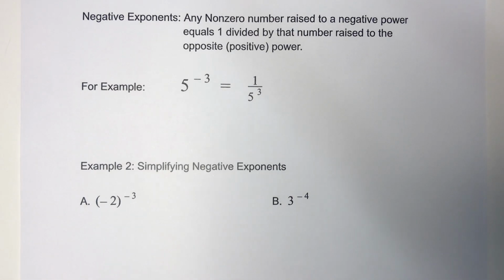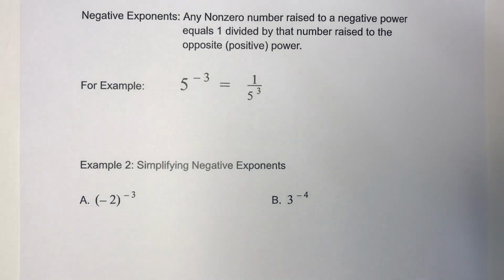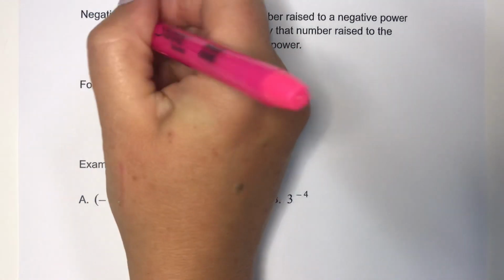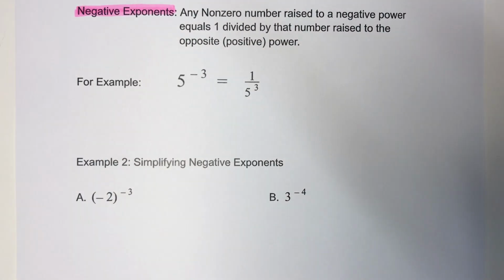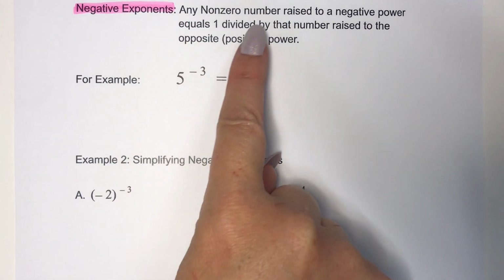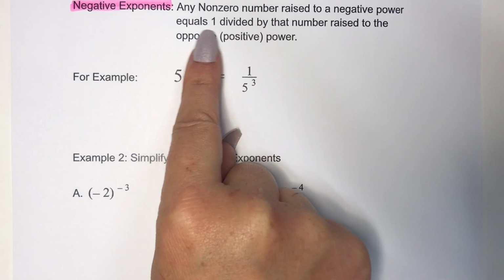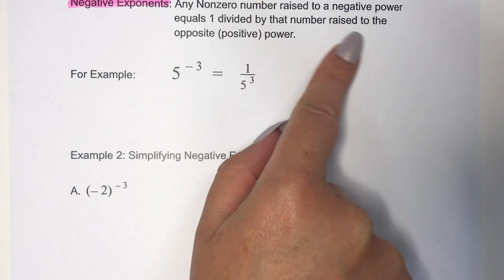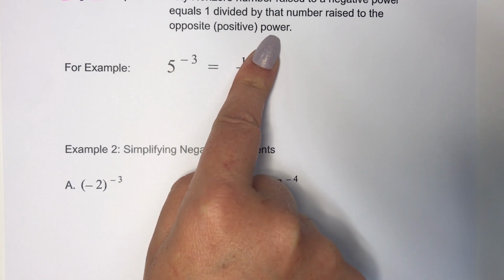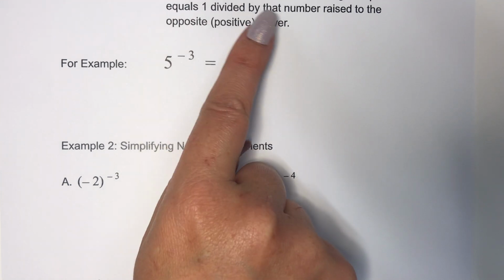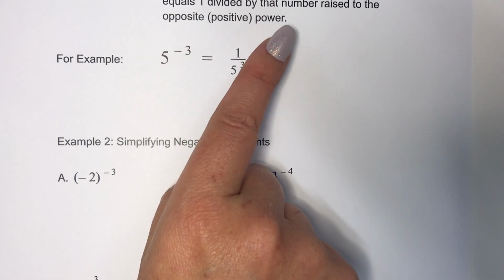All right, welcome back for example 2. Before we get started, let's actually talk about negative exponents. Negative exponents are any non-zero number raised to a negative power equals 1 divided by that number raised to the opposite positive power. Now that's a lot of words. Let's go ahead and decode this.